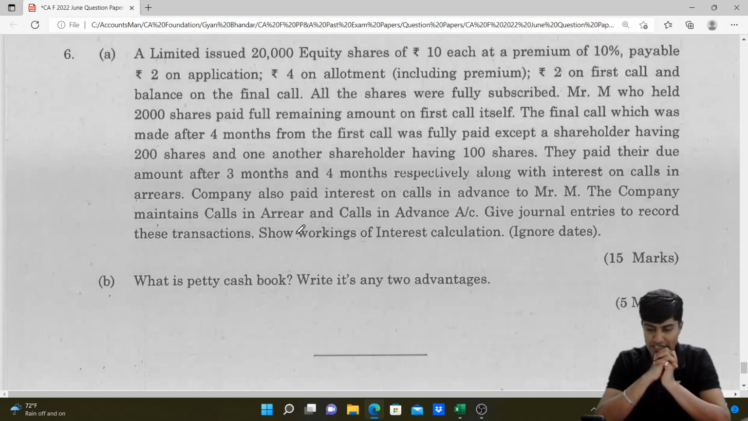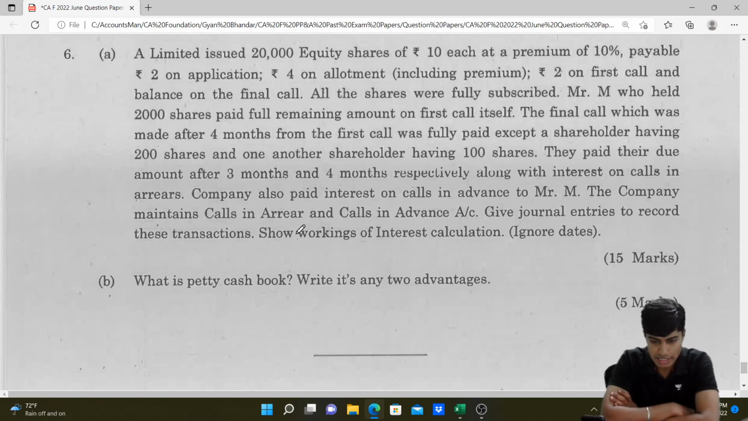All the shares are fully subscribed. Mr. M, who held 2000 shares, paid the full remaining amount on the first call itself. So there is calls in advance. There is no under subscription, there is no over subscription. But on the first call, you also receive the final call money. This is for 2000 shares which were held by Mr. M.